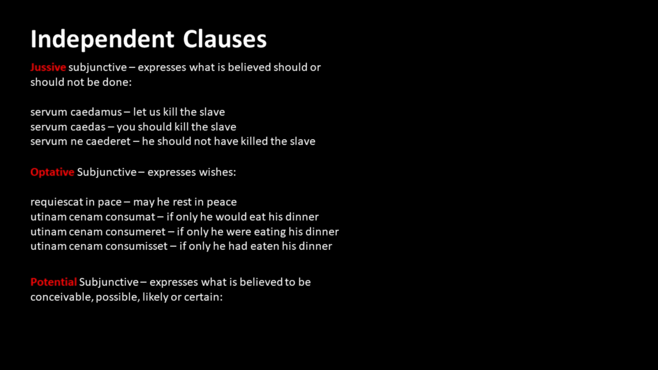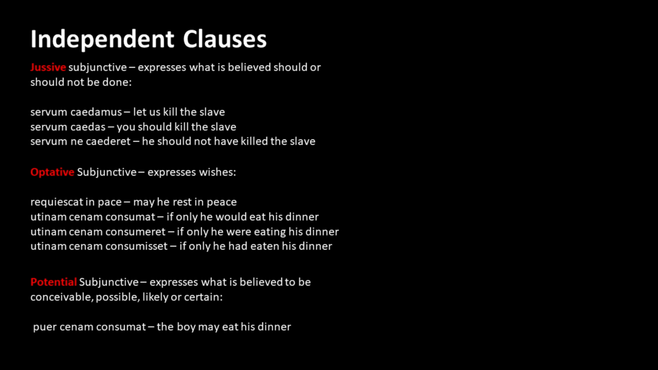Here are three examples. Puer cenam consumat, the boy may eat his dinner. Once again, consumat, a present subjunctive, is used with a future meaning. The boy may eat his dinner, by which I mean perhaps in half an hour he will eat it, or before midnight, or perhaps he'll eat it if it's served to him for breakfast. I'm not suggesting that he may eat it now, at this moment.